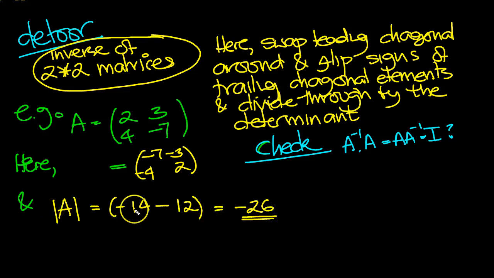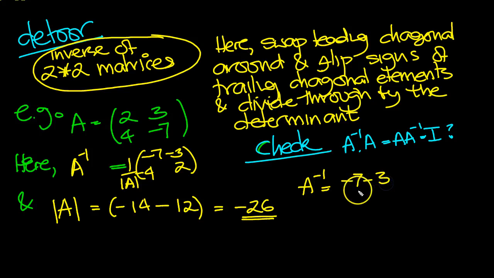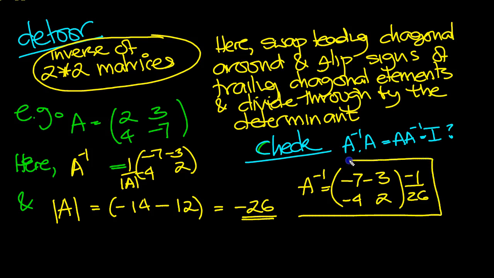There's the determinant. A to the minus 1 is 1 over det A times this matrix that you've just done. Okay, that's the formula. So we did that process and we divided by the determinant, which is minus 26. So we claim the inverse then, A to the minus 1 equals minus 1 over 26 times the matrix minus 7, minus 3, minus 4, 2. So that's what we claim the inverse to be.